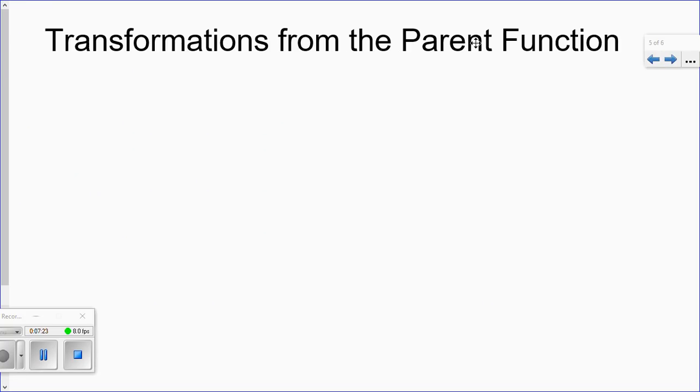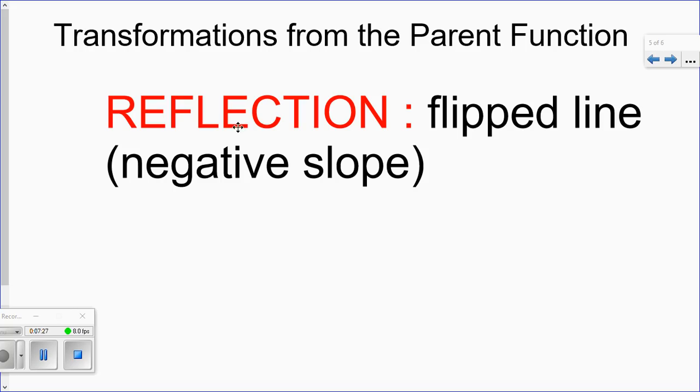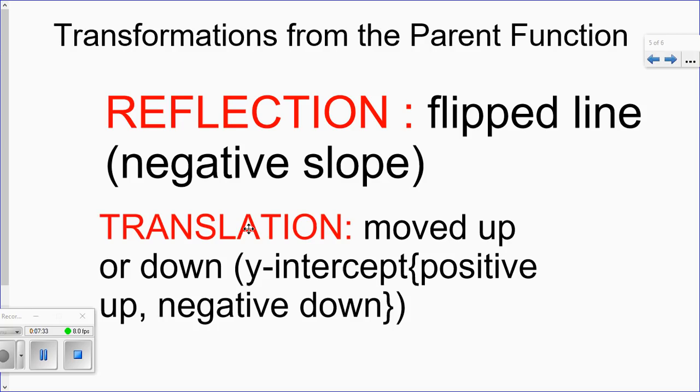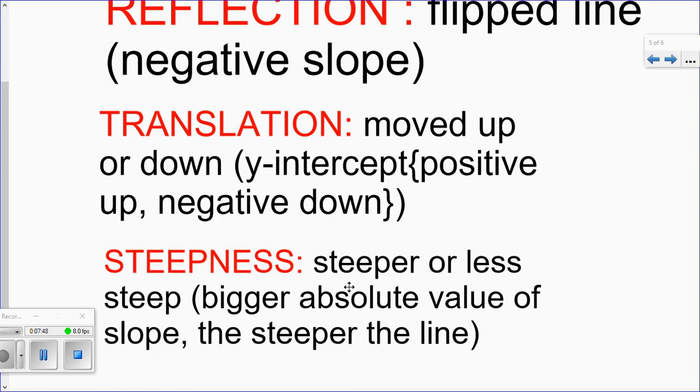So the kinds of transformations you can have from the parent function are reflection, where the line flips, so it kind of creates a negative slope. Okay? A translation, where it's moved up or down, and that's looking at the y-intercept. If it's a positive y-intercept, it moves up that many units. If it's negative, it moves down that many units. And the last one is steepness. We can have a transformation of being steeper or less steep.